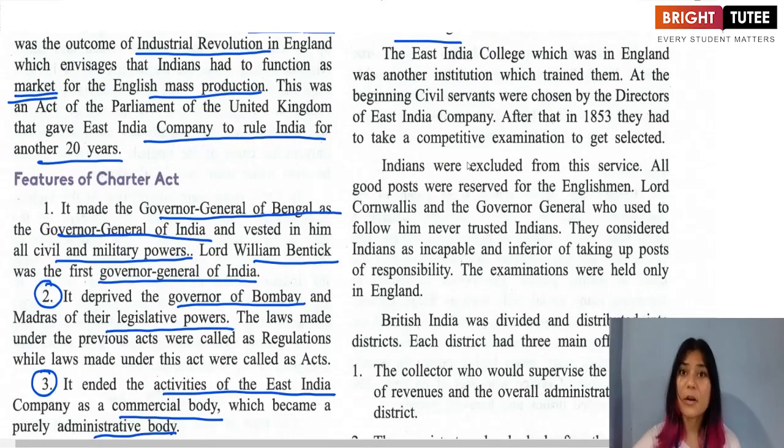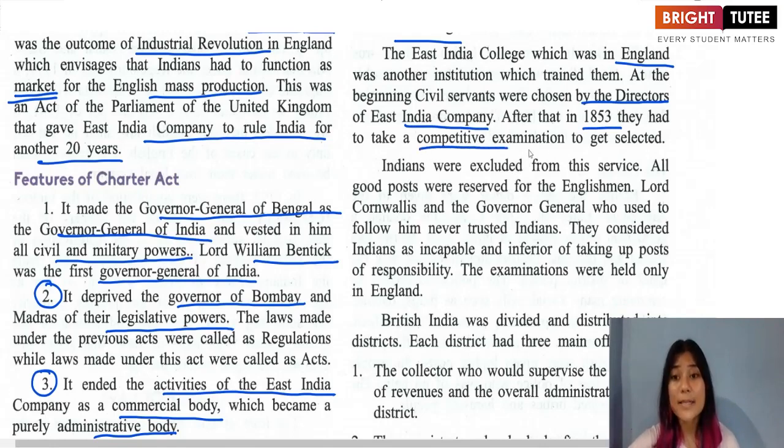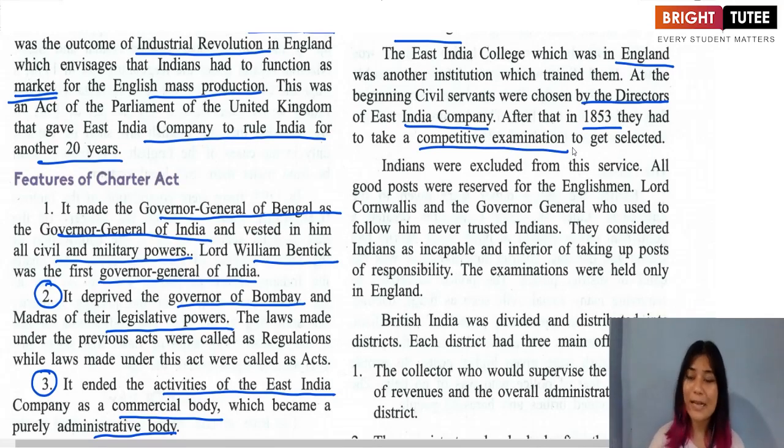A similar kind of college was also set up in England for the training of the civil servants. At the beginning, the civil servants were chosen by the directors of the East India Company, but after 1853 they were selected through a competitive exam. If they passed that exam, they would be selected, but before 1853 they were picked by the directors of the East India Company.